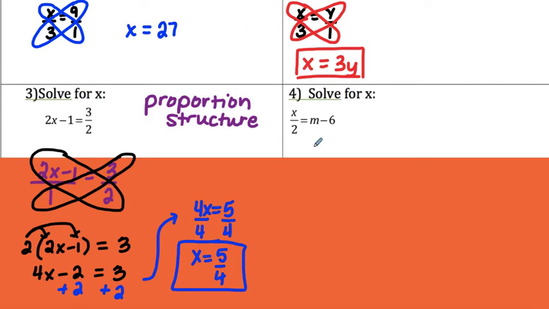Okay, so I'm going to write it in proportion structure, which means I'm going to put both sides over, make them fractions. So I'm going to write x over 2 equals m minus 6 over 1.